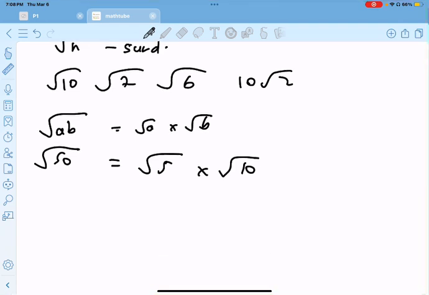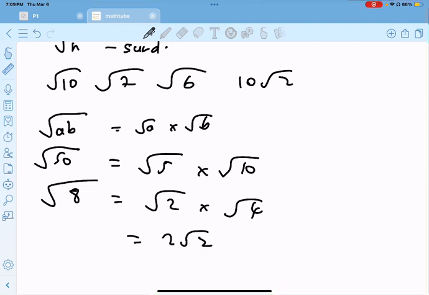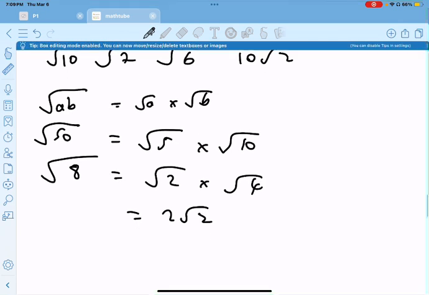That's why when we're doing, let's say root of 8, we get root of 2 times root of 4, and root of 4 is 2, so it becomes 2 root 2, okay? That's essentially how we simplify this one.